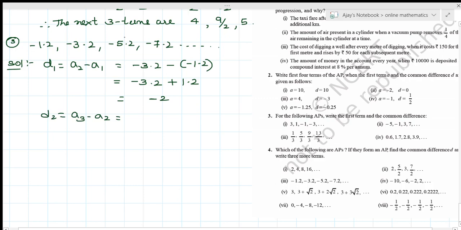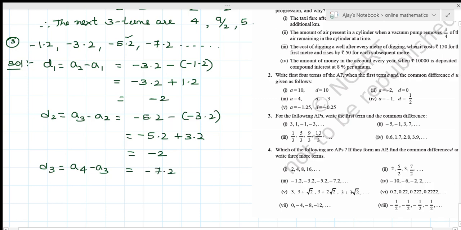A3 is minus 5.2 minus of minus 3.2, it is minus 5.2 plus 3.2, clearly it is again minus 2. D3 is A4 minus A3, which is equivalent to minus 7.2 minus of minus 5.2, it is minus 7.2 plus 5.2, it is minus 2 again.